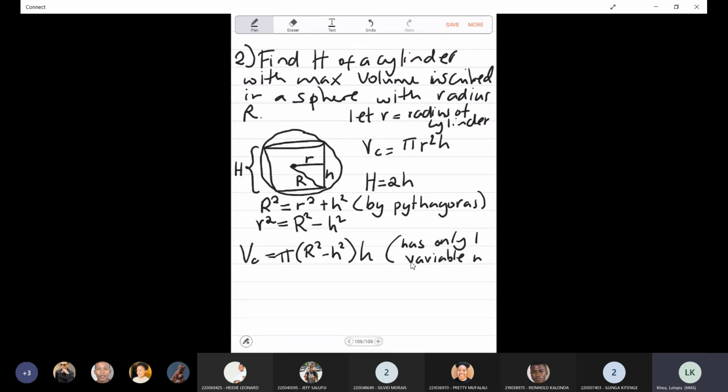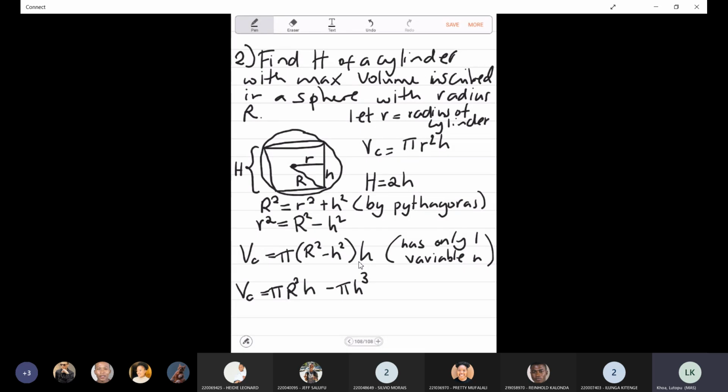And the variable that it has is h, which is what I wanted. Okay, so we can multiply this out and write it nicely because we have to differentiate it. VC, that's the volume of the cylinder. It's the only volume we're calculating, so we need not distinguish and say VC, but why not? This is pi times capital R squared times h minus pi times h to the power of 3.